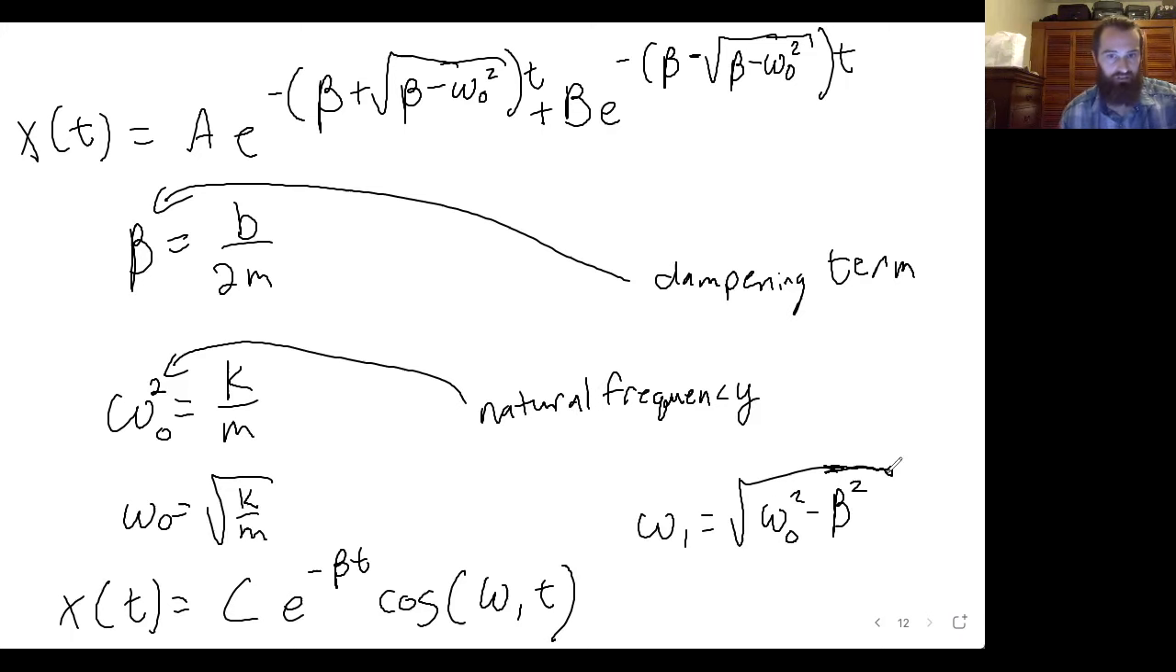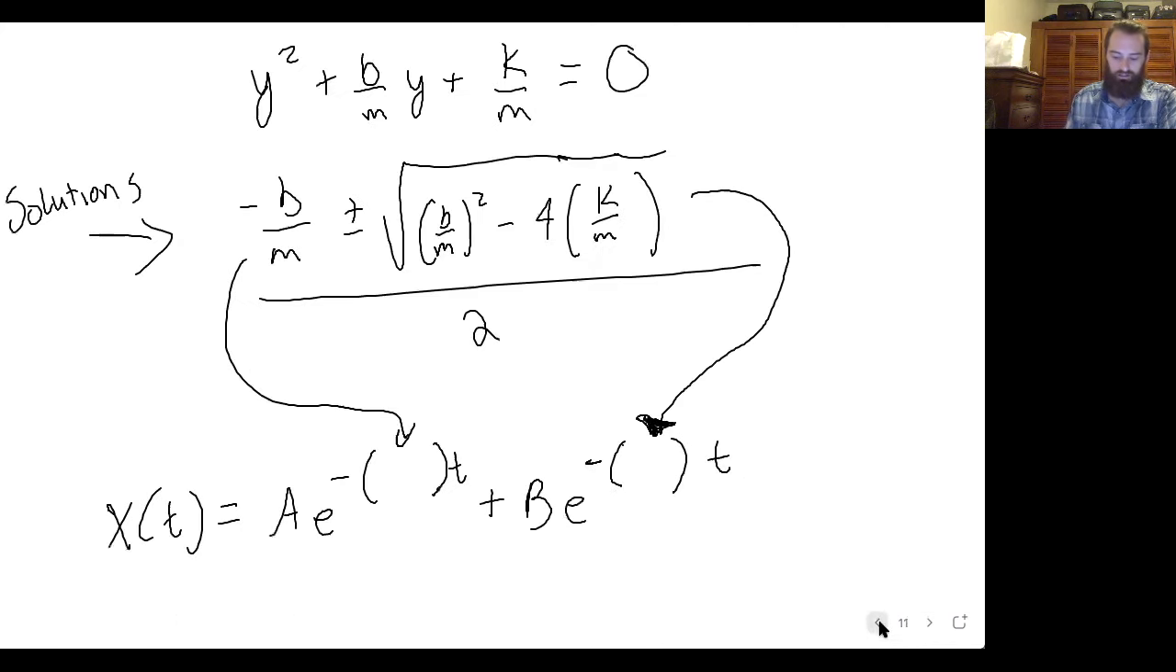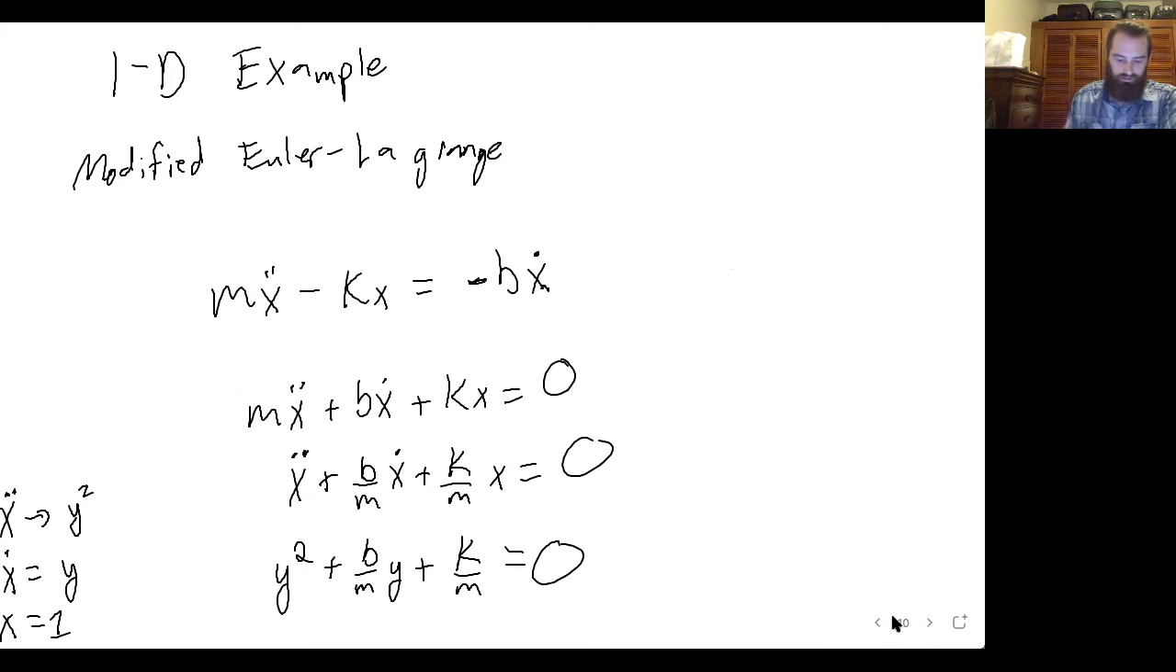And so now there's a couple things to note. You can use either these two exponentials or this exponential and cosine term. We'll see the consequences of those two things in a second. But before we do that, we're stating that this is the solution for the equation of motion for this damped oscillator. Let's check that by taking the derivatives of that function and seeing if they satisfy the Euler-Lagrange equation that we have here.